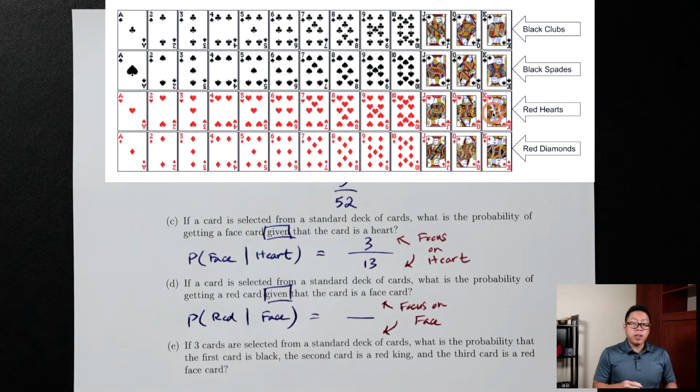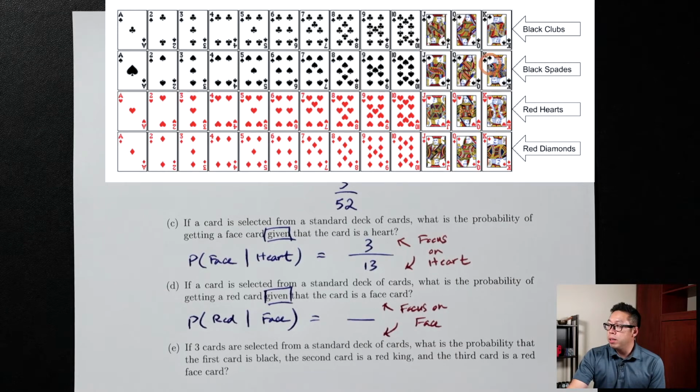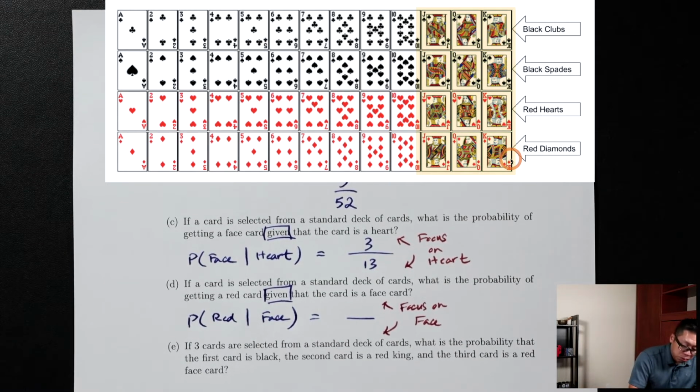So focusing just on the face cards, how many are there total? Face cards are going to be the last 3 columns here. So focusing just on the last 3 columns, how many are there total? So that's Jack, Queen, King, and then four rows of them. So that's 3 times 4, 12. So there are 12 face cards total.